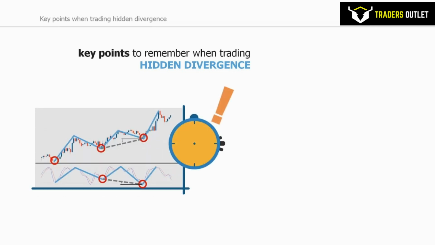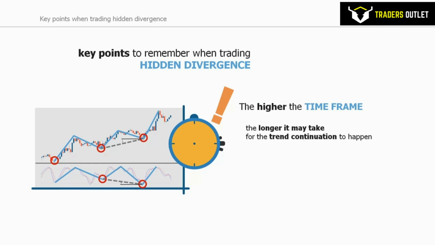For one, the time period is relative. The higher the time frame you observe hidden divergence on, the longer it may take for the trend continuation to actually happen. Secondly, the higher the time frame, the more reliable the concept is. This is not to say that hidden divergence cannot be used on lower time frames, but it pays to be a little more cautious.